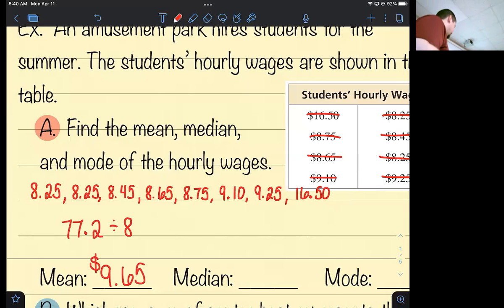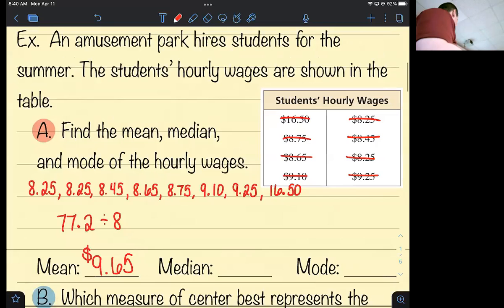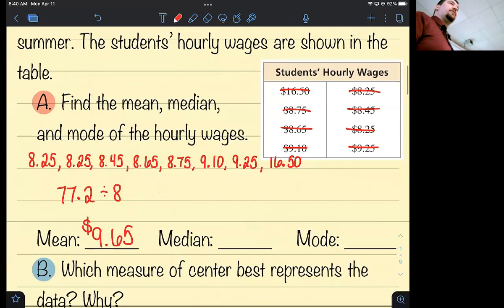So the average or the mean wage is $9.65. Does that look accurate to you? Because it doesn't look accurate to me. And I'm not saying she's wrong. I think this is the mean. But if the mean is supposed to represent a measure of center, and I'm looking at $9.65, is it fair to say that most employees on average make $9.65 an hour? I'm seeing almost every employee make less than that, except for one.